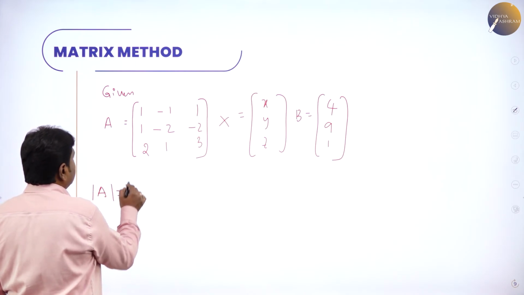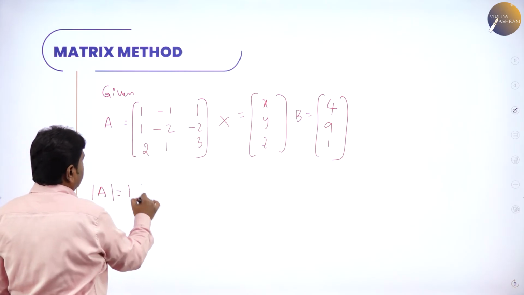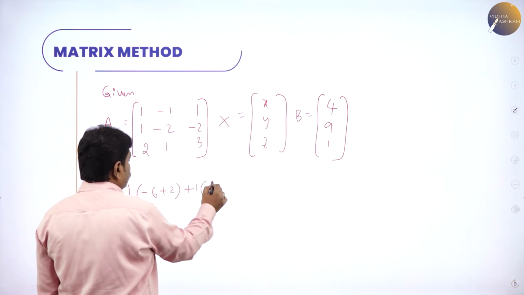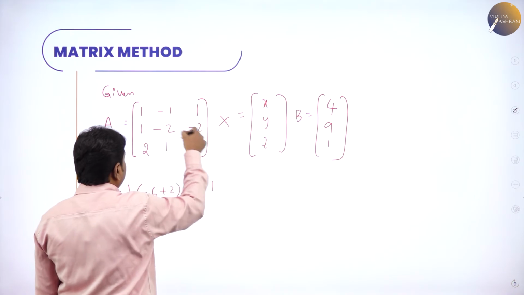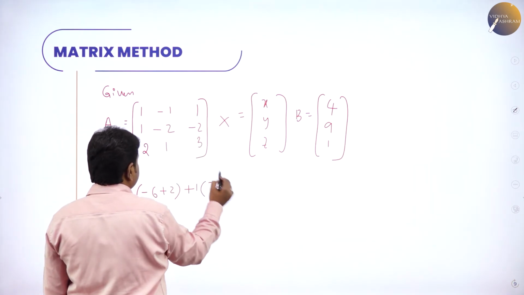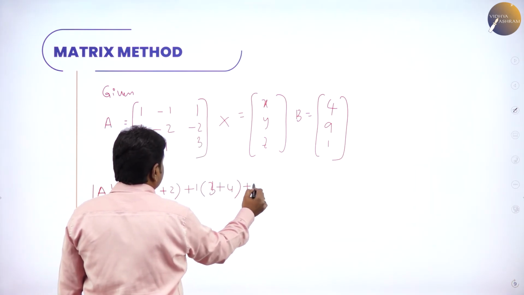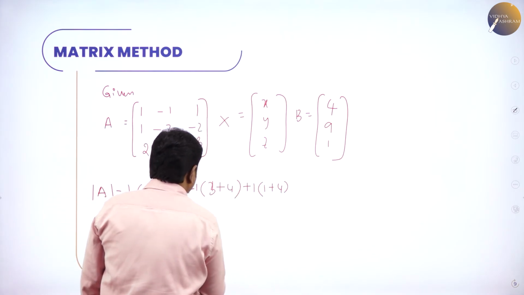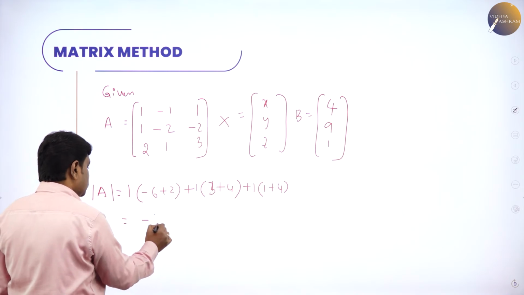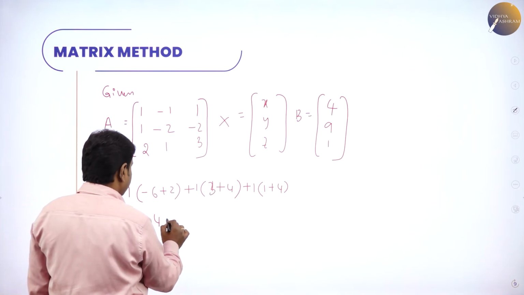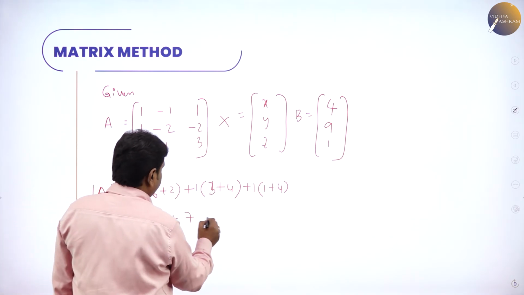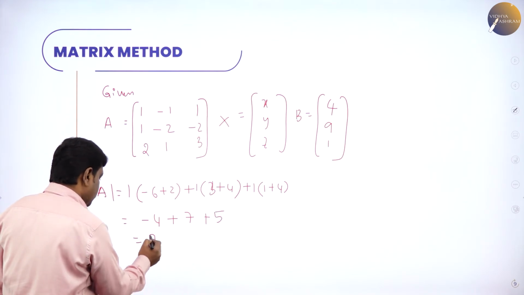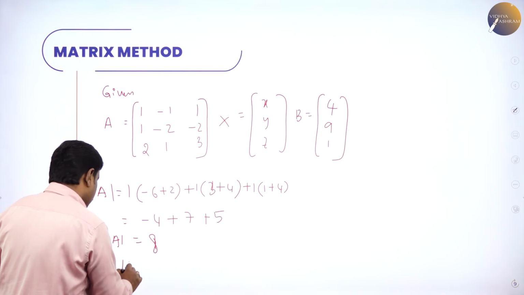What is the determinant of A? 1 into, delete the row and the column, we get minus 6, minus of minus 2, plus 2, minus of minus 1 into, delete this, we get 1 threes are 3, minus of minus 2, 4, plus 1 into, delete this, you'll get 1 plus 4. Simplify this. So it will be minus 4, this will be 4 plus 3, positive 7, 5. No, 7 plus 5, 12, 12 minus 4 is what? 8. So now we got determinant A as 8.